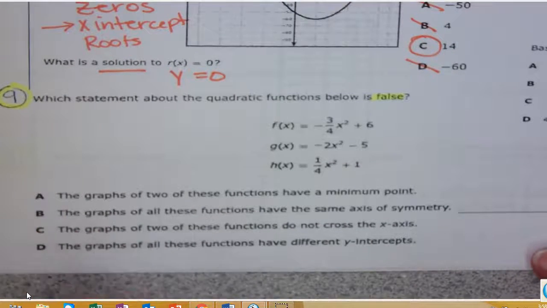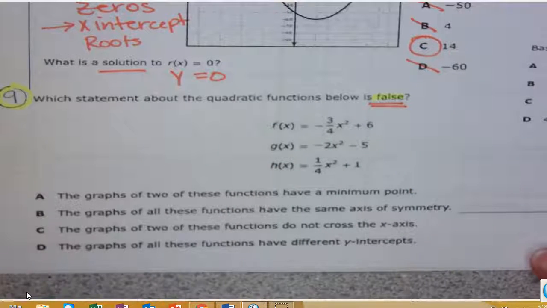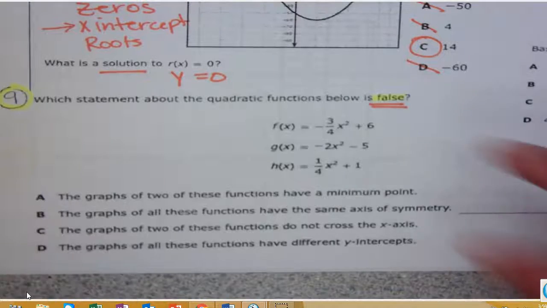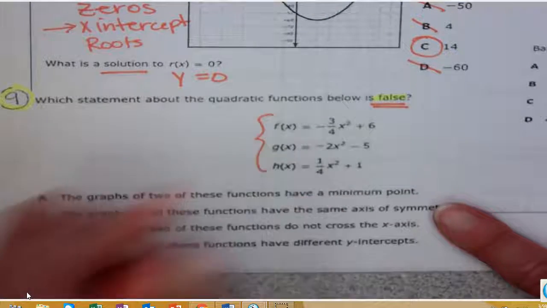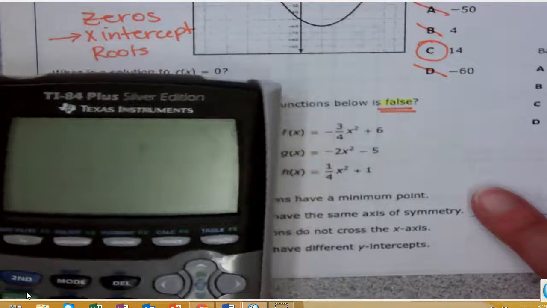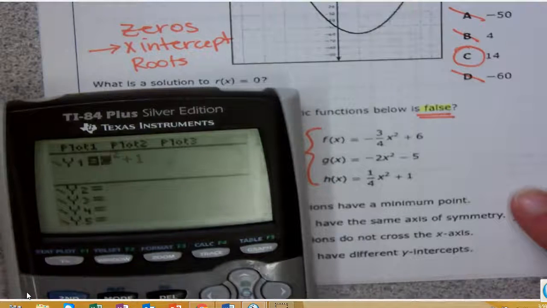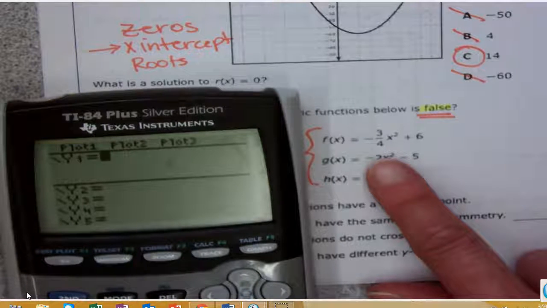Which statement about the quadratic functions is false? So we're looking at the false one. I will tell you the easiest way when you're given multiples, plug these into your calculator. Use your calculator. You have the benefit of having it. So you can go to y equals and plug everything in.